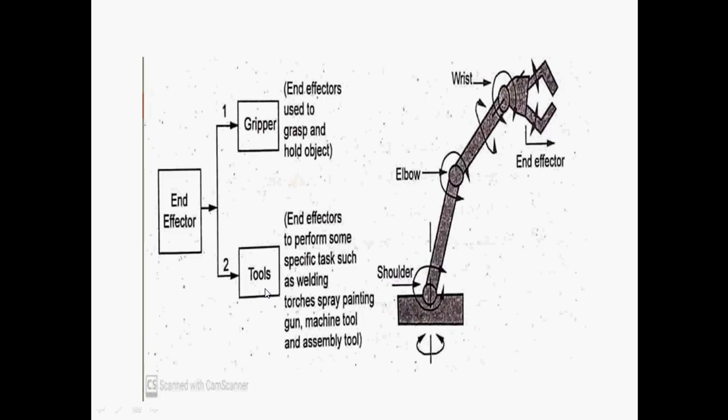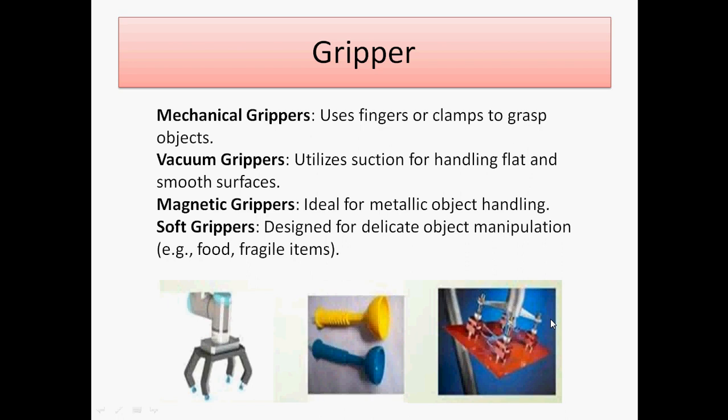Then for tooling purposes, it can perform a specific task like welding. Whenever it acts as a tool, we use it for welding, spraying, painting, machine tooling, or assembling. These are the areas we work with in the tooling sections. So this is about the end effector: the end part which is useful for different tasks like grasping or holding, or performing other tasks like welding. This is the importance of the end effector.